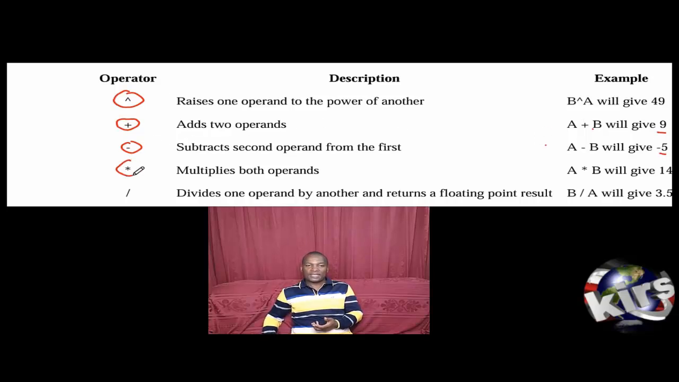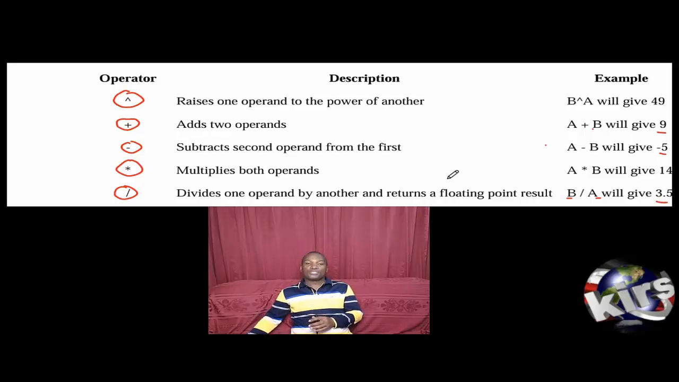Then we have the next operator here, which is used to multiply. It multiplies both operands. With a which is 2 and b 7, 2 times 7 will give us 14. And then we have the next arithmetic operator, which divides numbers. It divides one operand by another and returns a floating point result. So b, which we said is 7, divided by 2 will give us the result 3.5.